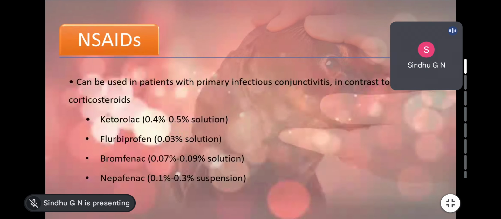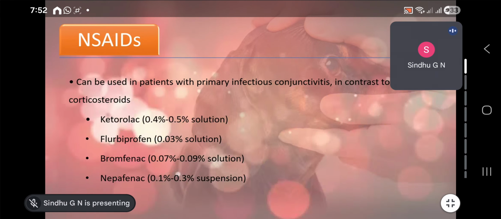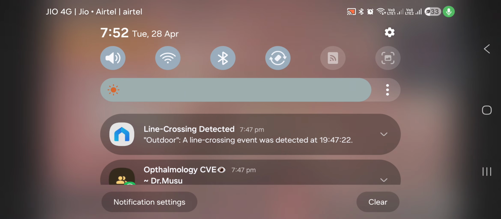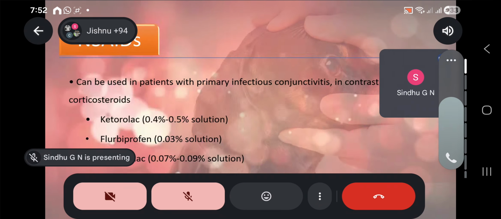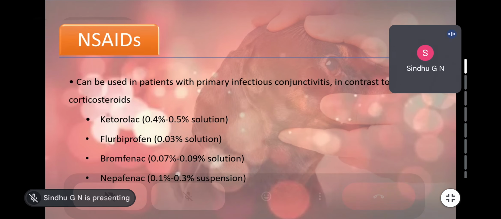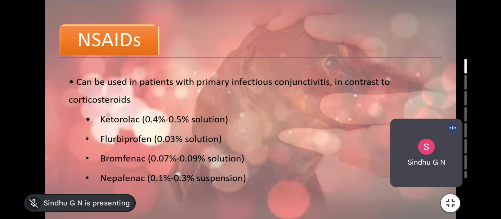Then NSAIDs used in the eye, very common ones are flurbiprofen and ketorolac. Both of them are available as such or in combination with antibiotic. We can get moxifloxacin ketorolac combinations. Then gatifloxacin combinations. Then bromfenac is there, and recently nepafenac is available, 0.1 to 0.3 percent suspensions. So these can be used in infectious conjunctivitis where steroids are not indicated. That is one advantage of NSAID drops.